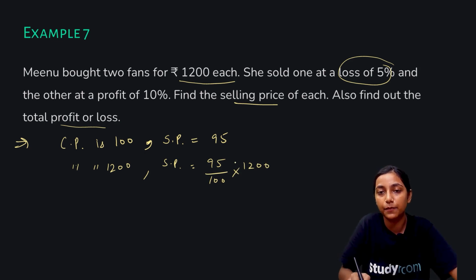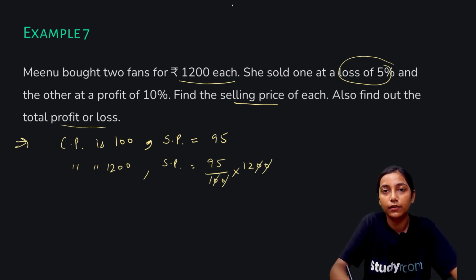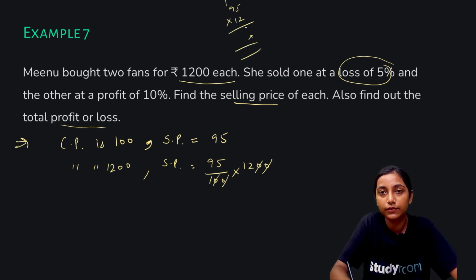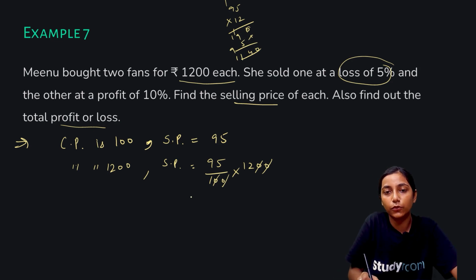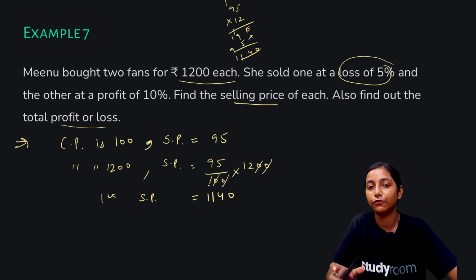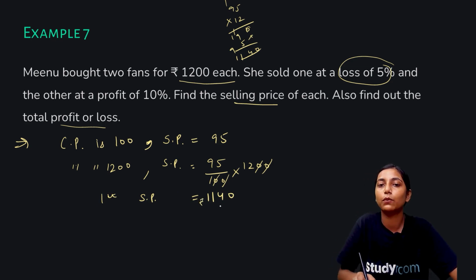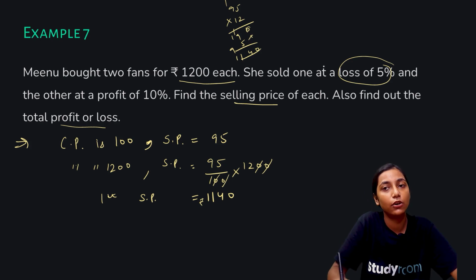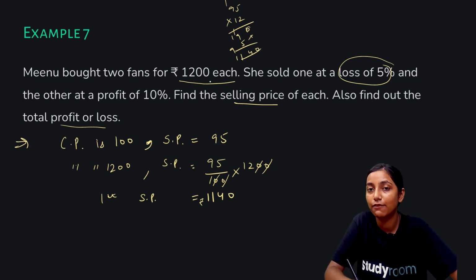The unitary method. Multiplying, what will you get? 1140. So rupees 1140. This is the selling price of the first fan. Selling price for the first fan is rupees 1140. But she was having a loss of 5%. She actually bought it at rupees 1200 but sold it at rupees 1140.